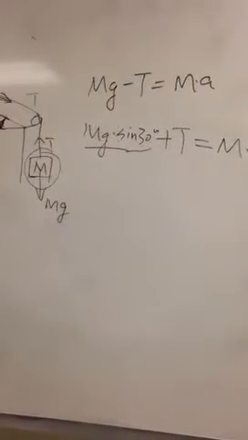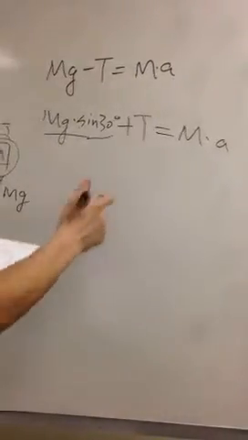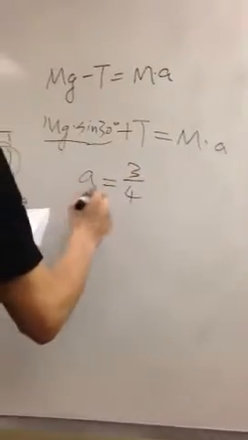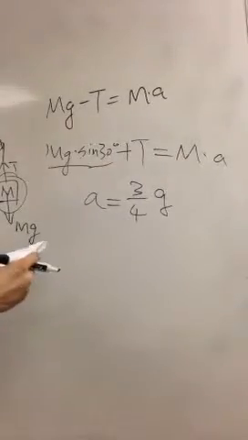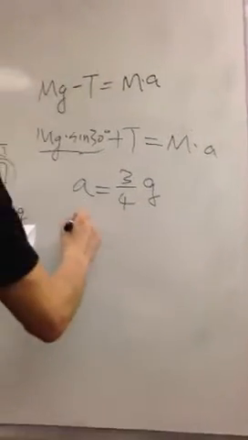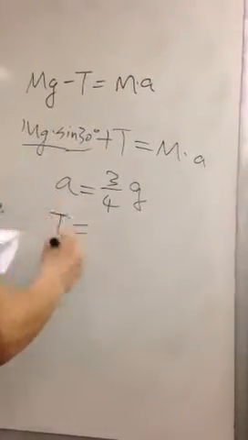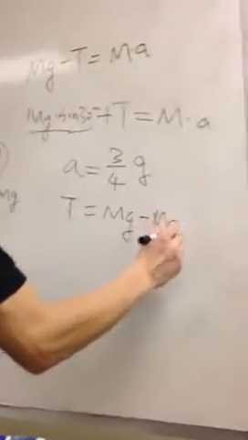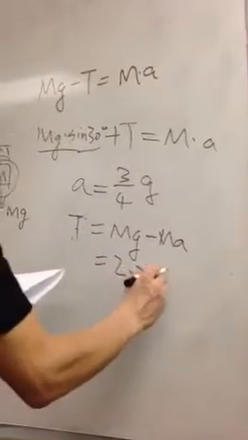So if you calculate it, solve the equations, a is equal to 3/4 g, and T is equal to mg minus ma. M is 2.2.